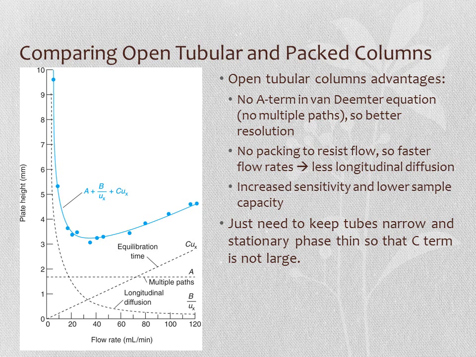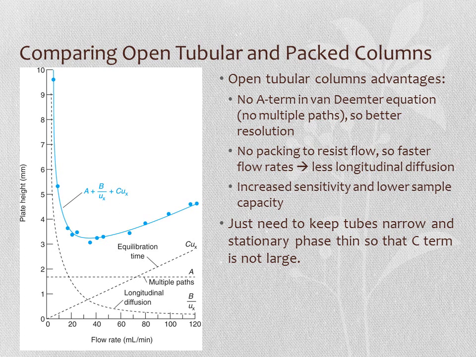In summary, when we're talking about plate height, it might be helpful to wrap up comparing open tubular and packed columns. The advantages of the open tubular columns are that there's absolutely no eddy diffusion path, no A term in the Van Deemter equation. So you're going to get better resolution because we can wipe that out altogether. Also, because there's no packing to resist the flow, you're going to have faster flow rates, which means you'll have less longitudinal diffusion, less of the B term.